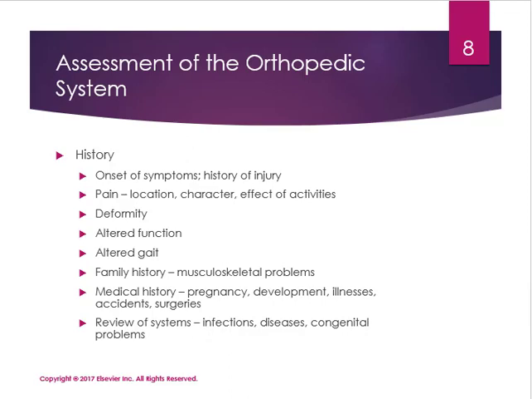You also want to know the developmental milestones for the child, whether they were met at appropriate ages, such as walking and sitting. It's important to assess for any illnesses or accidents or surgeries. You want to know about trauma, any arthritic type components such as juvenile arthritis, chronic diseases, meningitis, and also any diseases that might affect nutritional status, such as inflammatory bowel disease, sickle cell disease, etc. And in your review of systems, assess for any infections, any other diseases, any congenital problems.